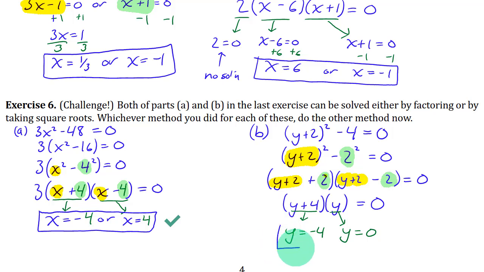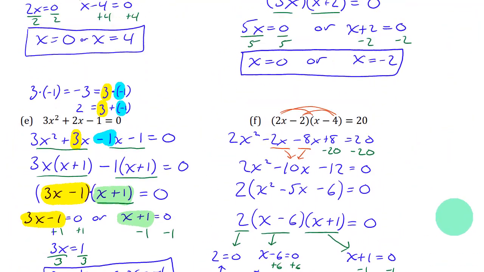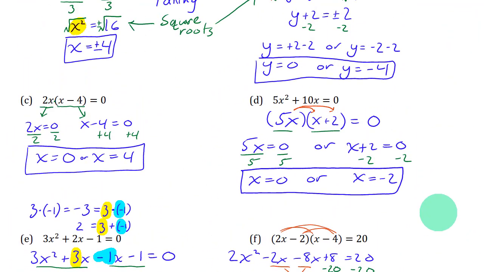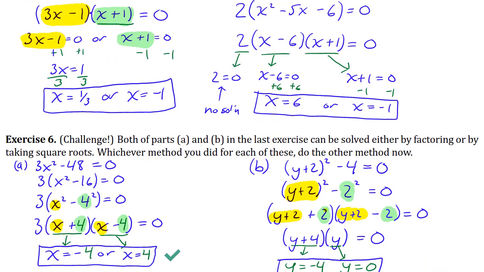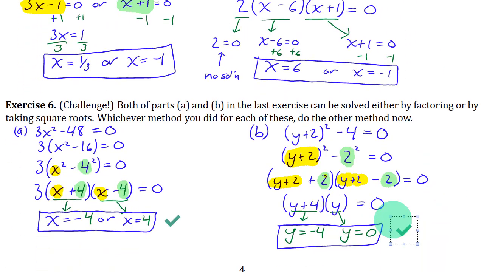And those are, well, let me check. Did I get the same solutions as before? Negative 4 and 0? Yes. Yes, I did. So that works out.